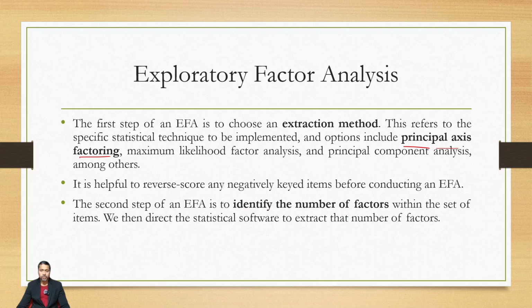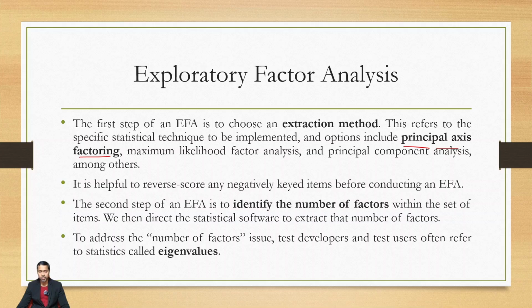After the first step, once you have decided the extraction method, which is principal axis factoring, the second step of EFA is to identify the number of factors within the set of items. So we direct the statistical software to extract that number of factors once it is decided how many factors we need to extract. How can we do this? This is the next explanation coming up.